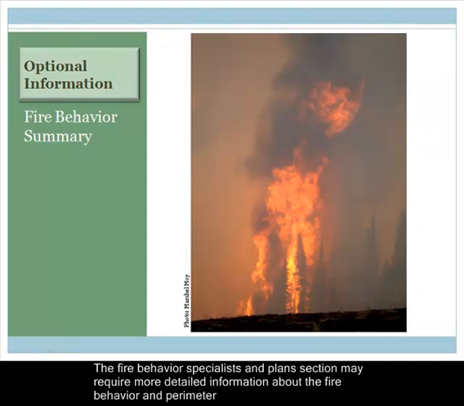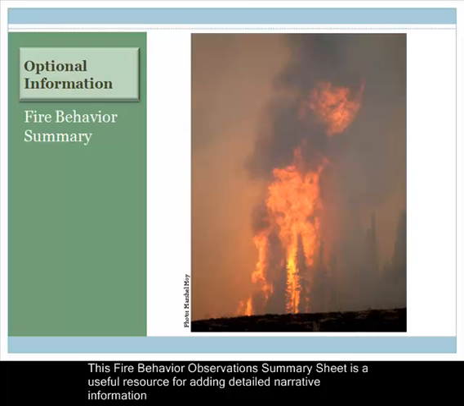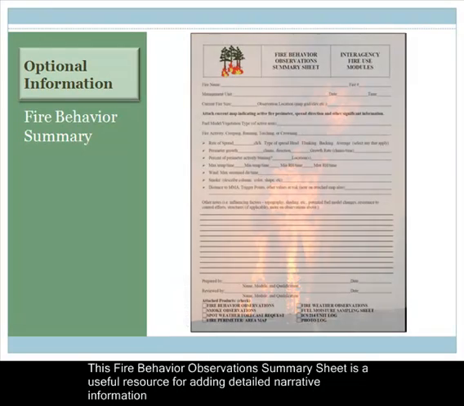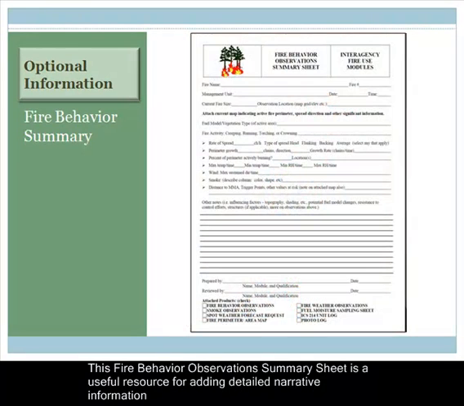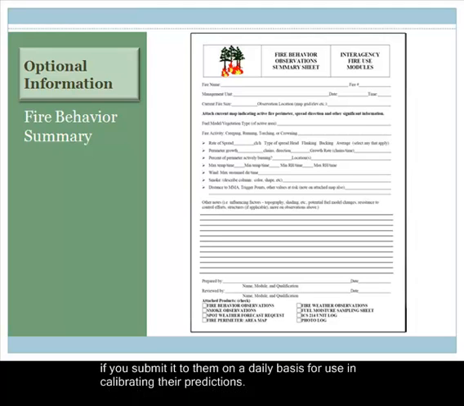The Fire Behavior Specialists and Plans section may require more detailed information about the fire behavior and perimeter than is documented in the Fire Behavior Observations form. This Fire Behavior Observations summary sheet is a useful resource for adding detailed narrative information to supplement your fire behavior observations. This summary sheet may be especially valuable to the fire behavior specialists on the incident if you submit it to them on a daily basis for use in calibrating their predictions.